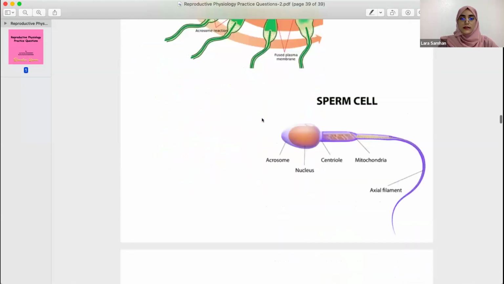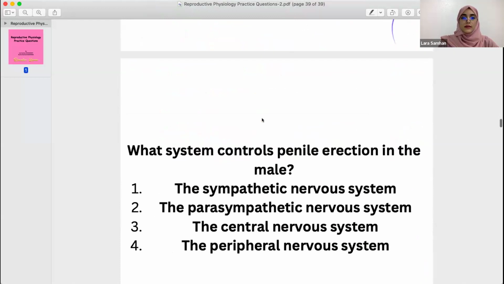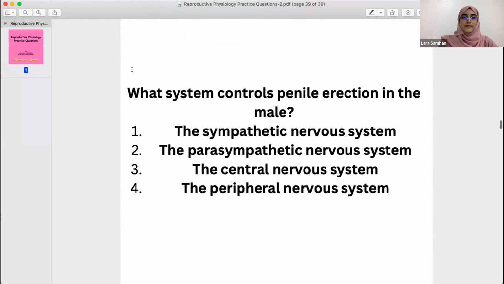So you guys, mashallah, answered correctly. Perfect. So moving on to the next question. Yeah, Salah, excellent, exactly. We discussed this question. It says, what system controls penile erection in the male? As we said, it's very important to have relaxation of the muscle and relaxation of the blood vessels to have a correct ejaculation.